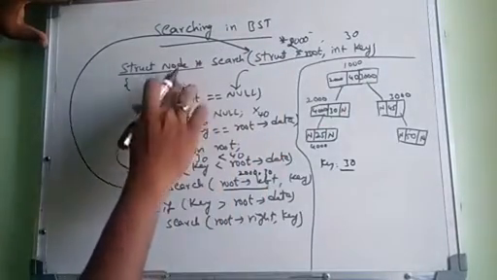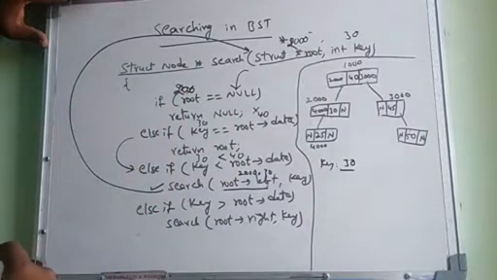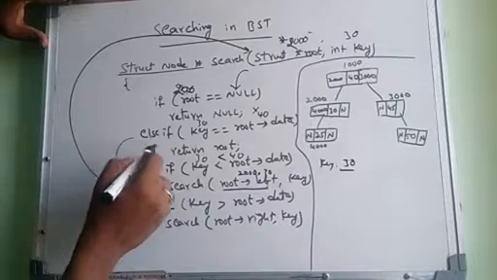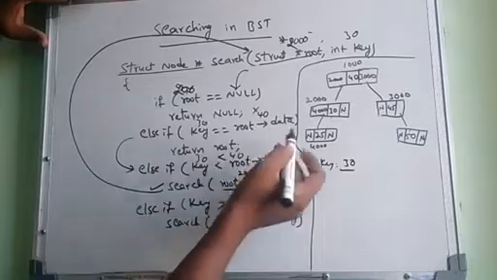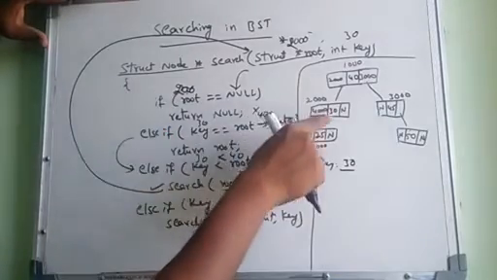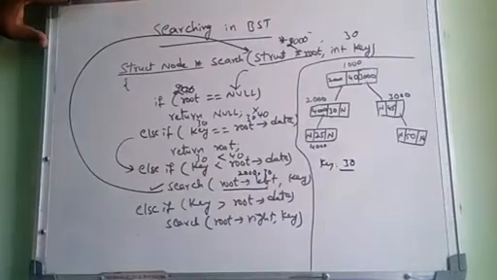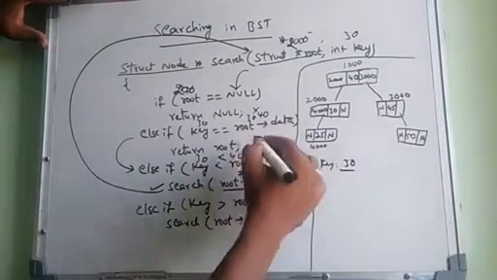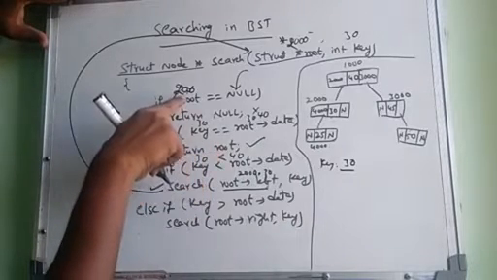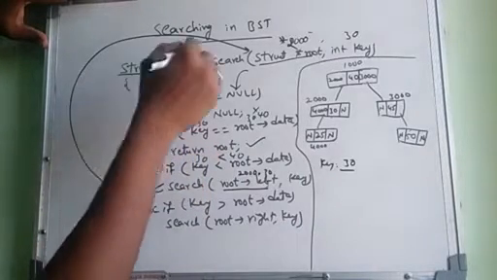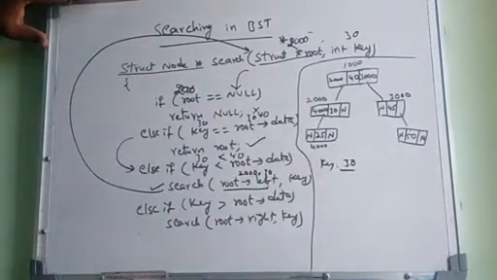Again compare: 2000 equal to null? The condition is false, so it goes to else if. The key value is 30. Is 30 equal to root data? The root is now 2000, and its root data is 30. 30 equal to 30, so the condition is true. Return root, which is 2000. So 2000 is returned, which means the key element is found successfully.